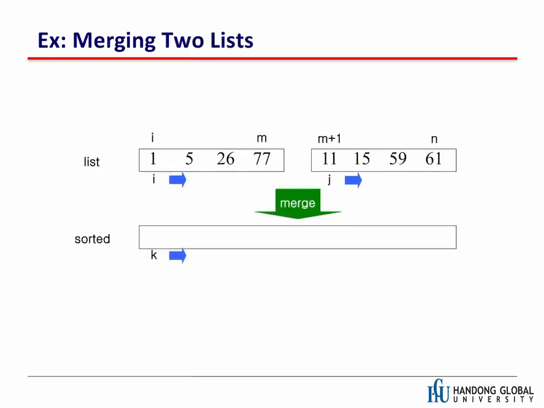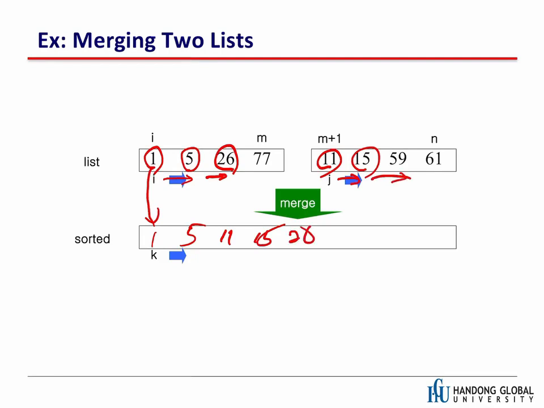So you can try this one more time. We compare I and J, and I is smaller than J, so we copy this one, and I increases by 1. Now we compare this one, and the 5 is smaller, and then I increases, and the 11 is smaller, and J increases, and 15 is smaller, and 26 is smaller, and 59, 61. That's it. Then we finish the while loop, and we have leftover on the left side. Then we have to copy 77. That's it.